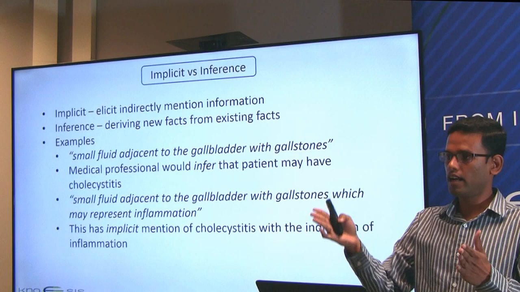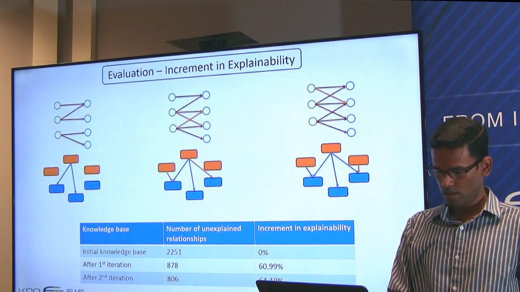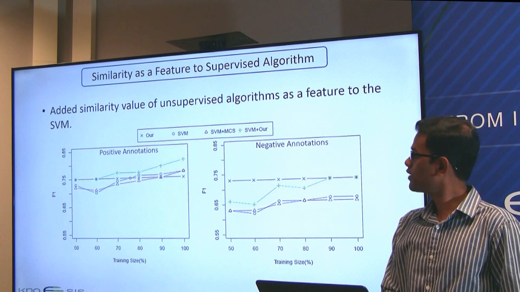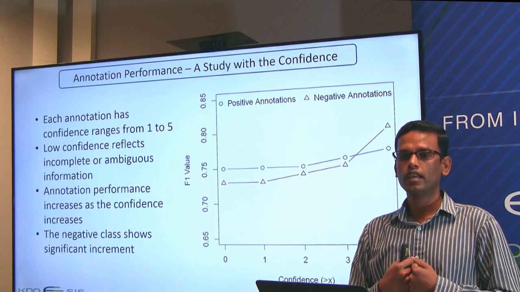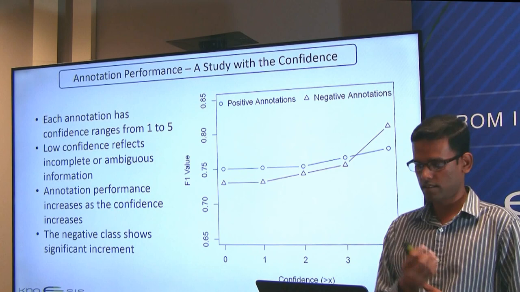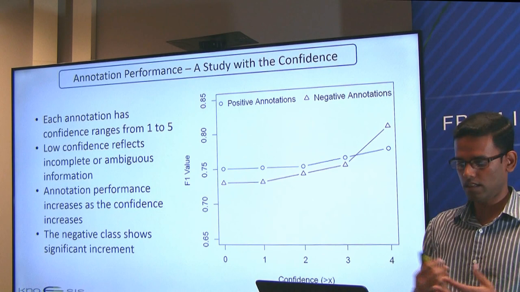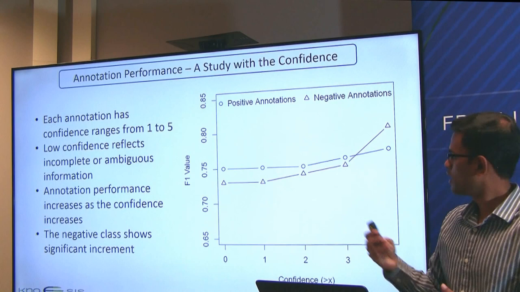Let's go back to where we were. The next scenario is that for all these annotations, we asked them to give us their confidence, how confident are you in your annotations. So they gave us a confidence between 1 and 5. Low confidence meant some sentences were not complete or were ambiguous. Whenever they were super clear, they said, yeah, I'm sure about this annotation.